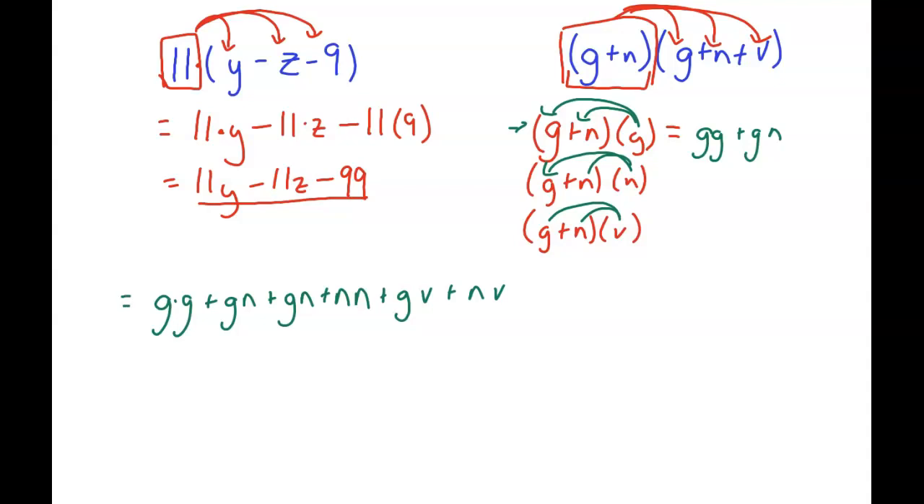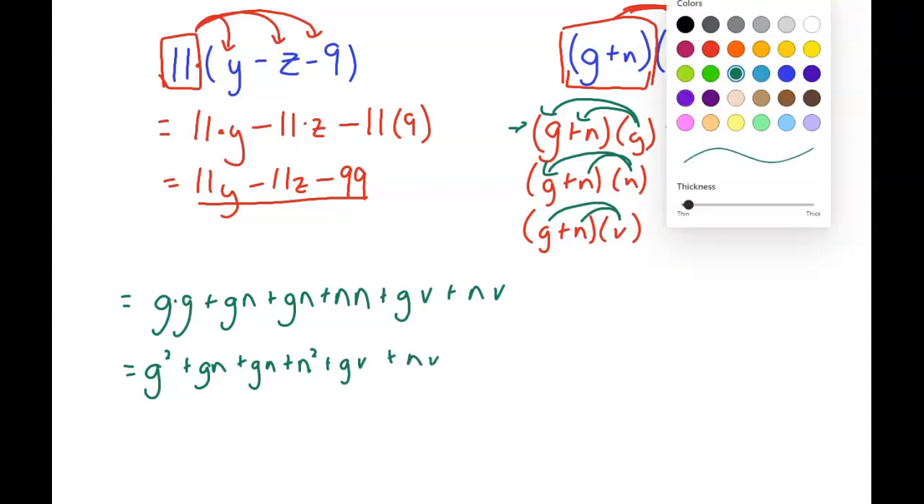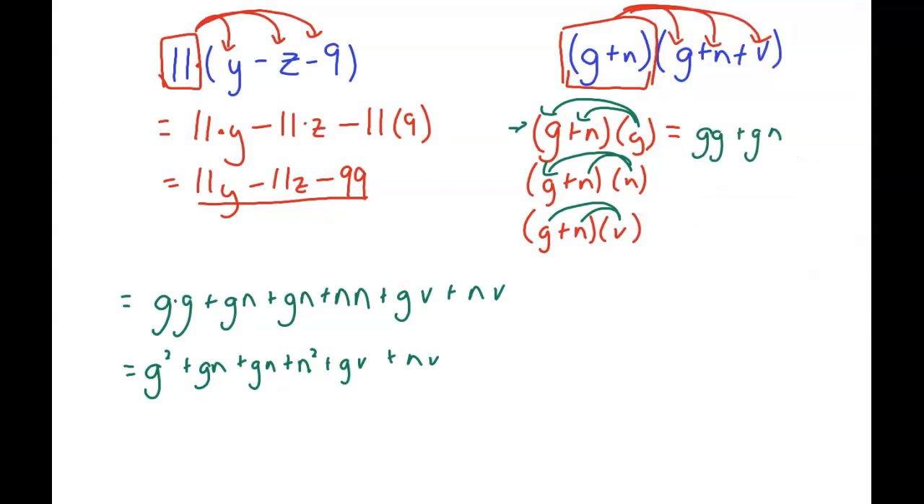We want to simplify this as much as possible. So g times g is the same thing as g squared. Then we have gn plus gn. n times n is n squared plus gv plus nv. Then we look and say, is there anything that is common? Well, these two are the exact same. These both have v's, but they have other variables. So I can combine these two.